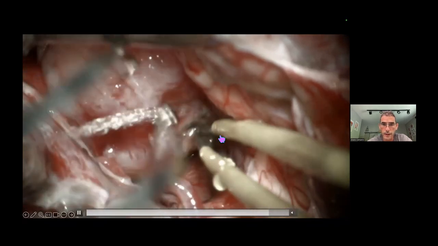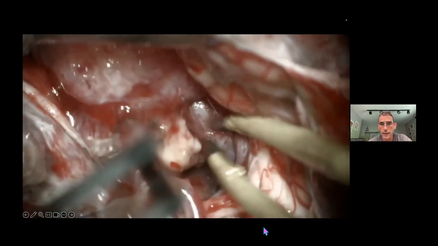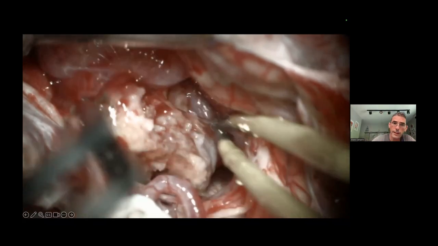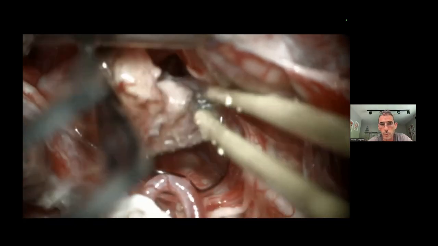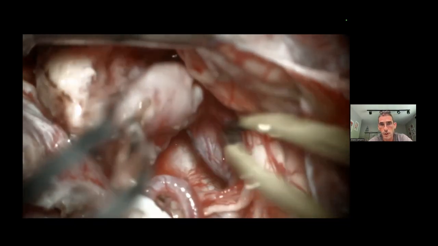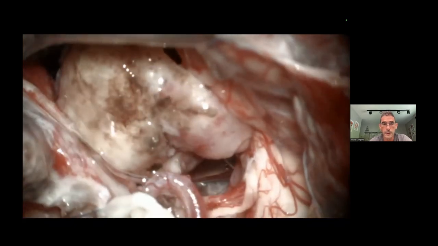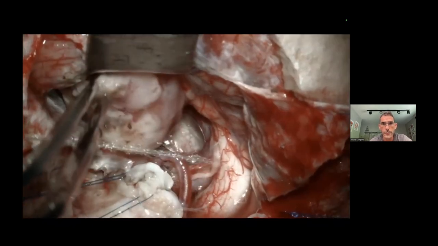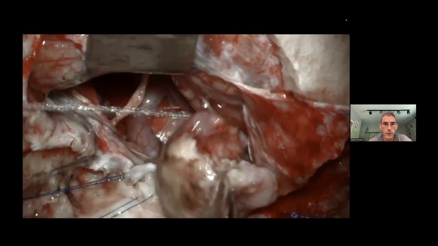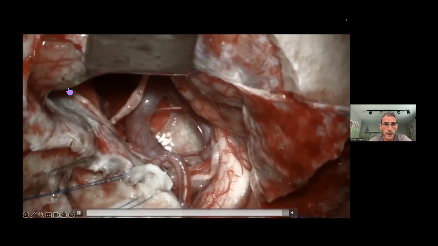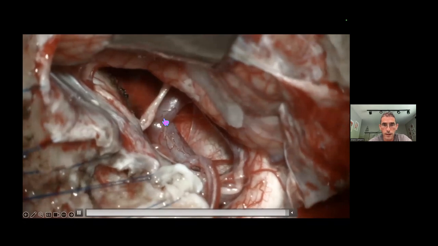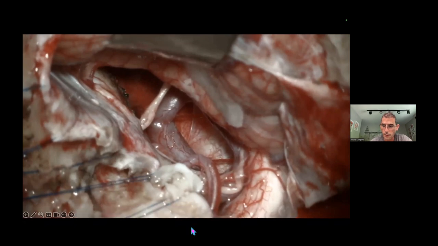And this is the vertebral artery of the right side. And we are rotating the tumor in order to remove the last portion of the meningioma. And this is the final view. Removing the last portion, we can see the hypoglossal nerve, spinal accessory nerve, vertebral artery on the left side and also on the right side, C1, and so on.